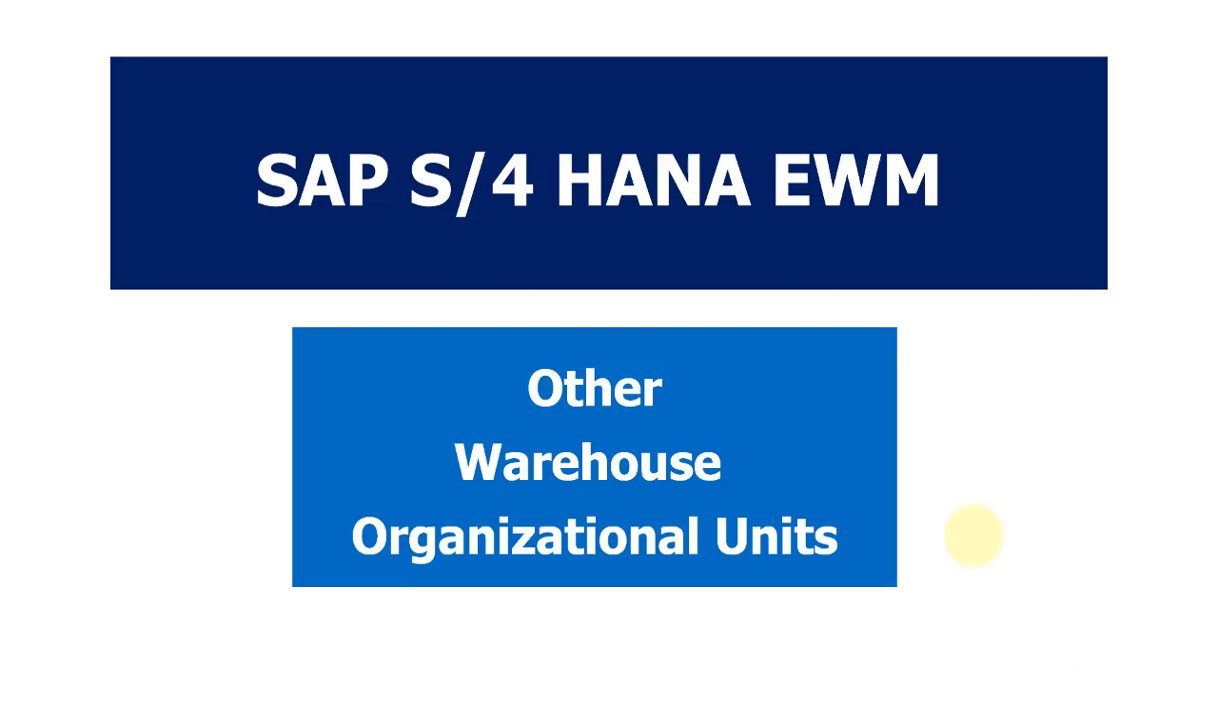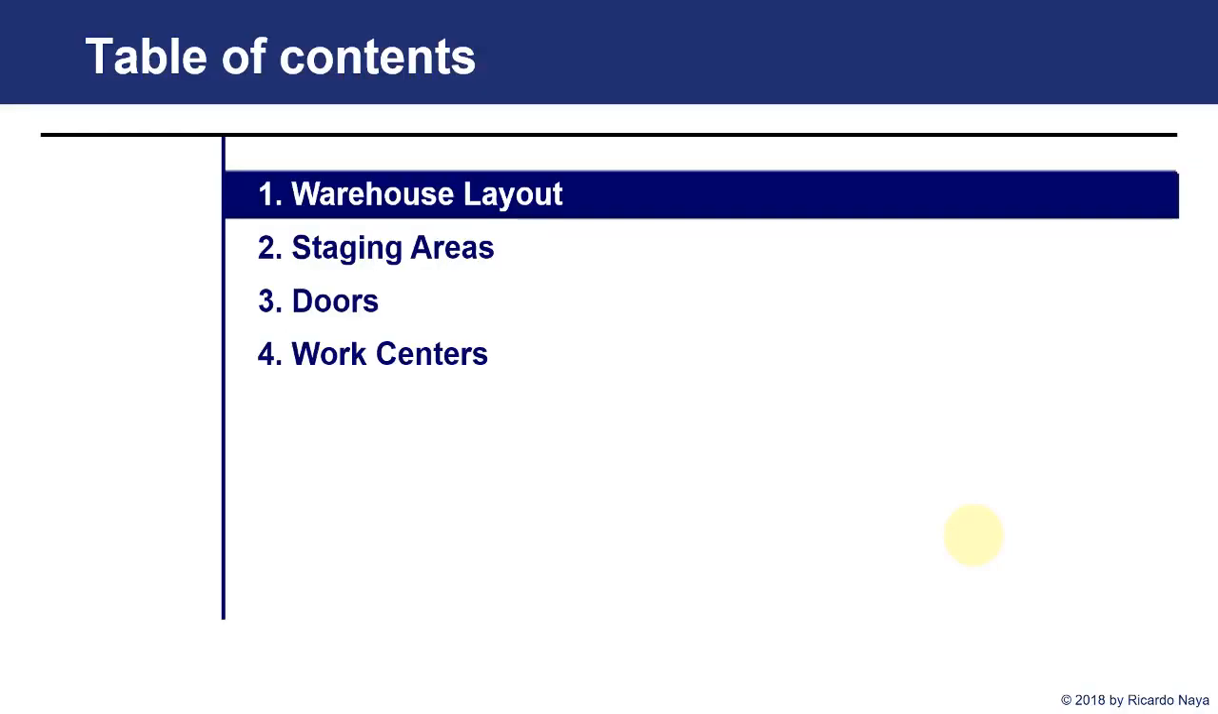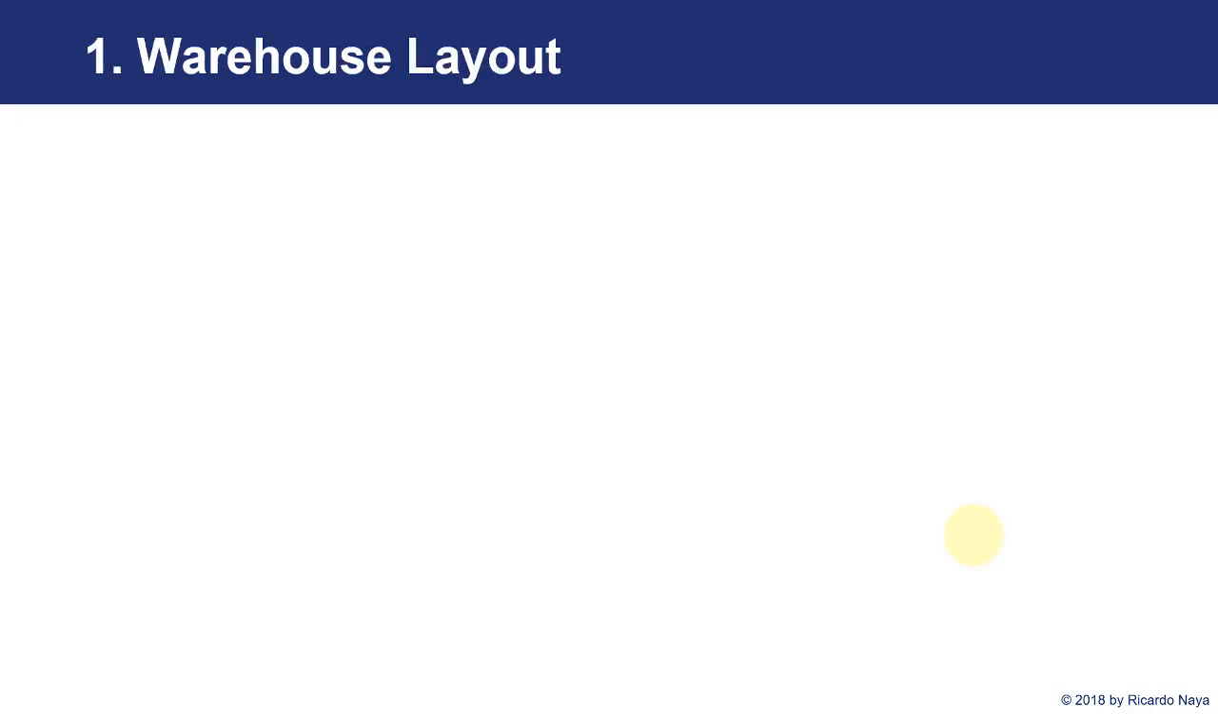So in this lecture, we are going to see some additional warehouse organizational units. We are going to see the typical warehouse layout that we are going to find in a warehouse, just for having a better view of the different organizational units in our warehouse. We are going to see staging areas, doors, and work centers.